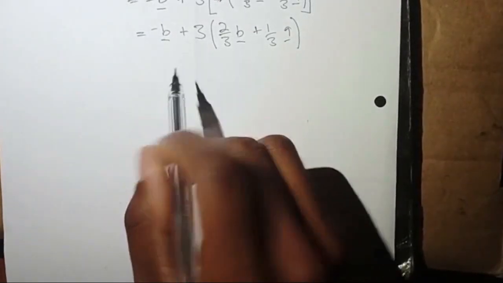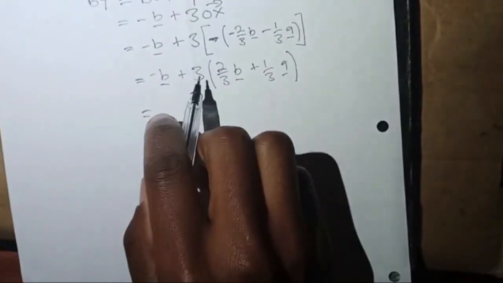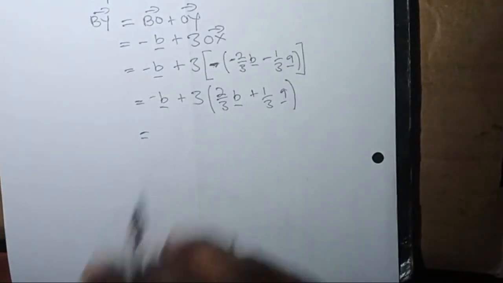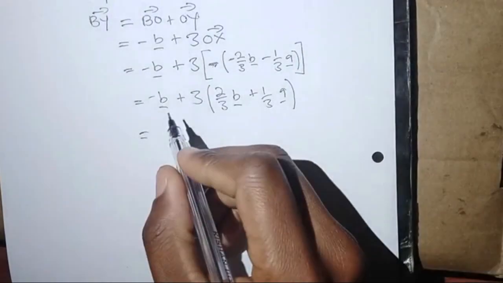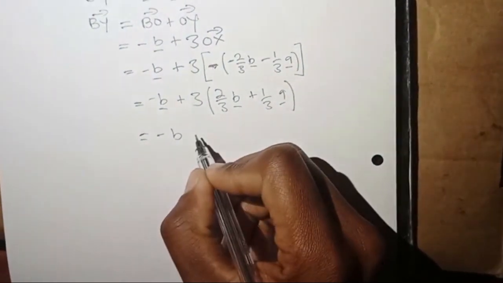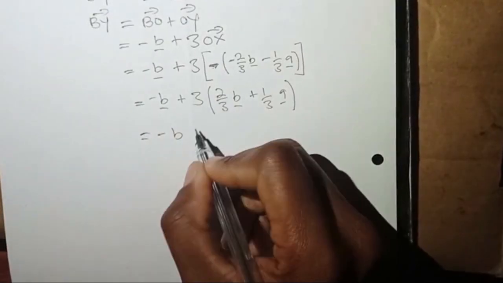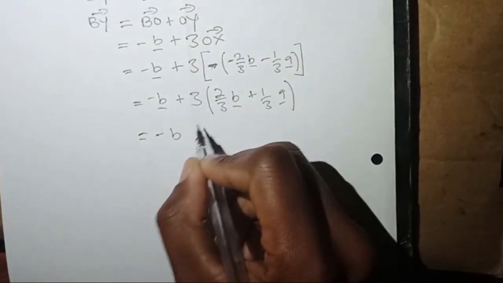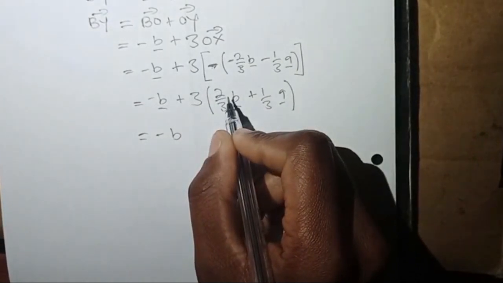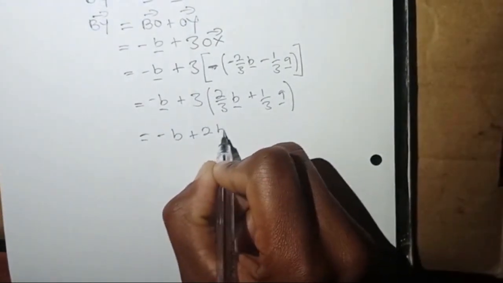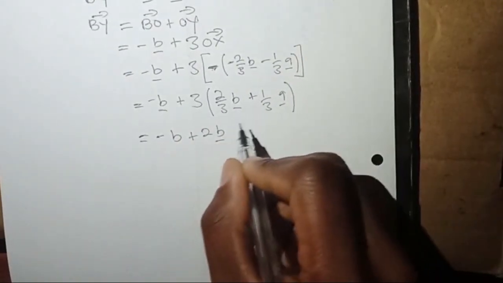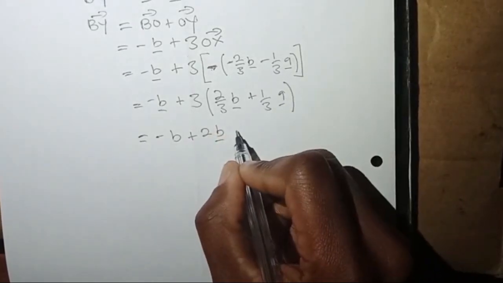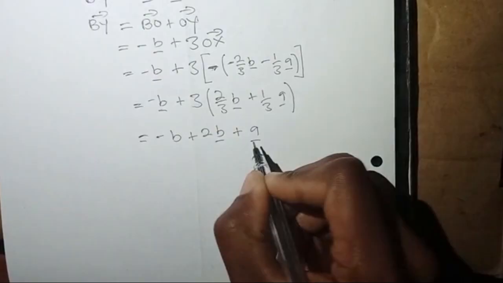Okay, so now all we have to do is multiply this 3 by all those terms inside there. So when we do that, what are we going to obtain? We are going to obtain minus b, then this is going to result in a plus, because the negatives cancel each other, and we're going to be left with 2b. So it's going to be plus 2b. Then 3 times 1 over 3, they are inverses of each other, so they are going to cancel out, and we are going to be left with positive a.